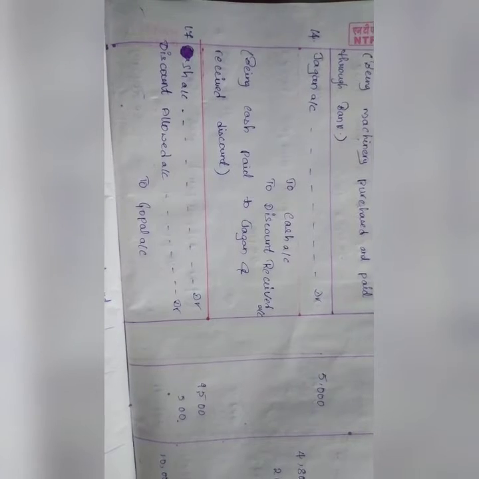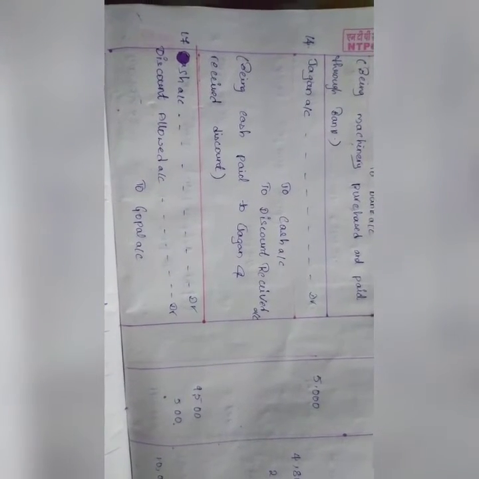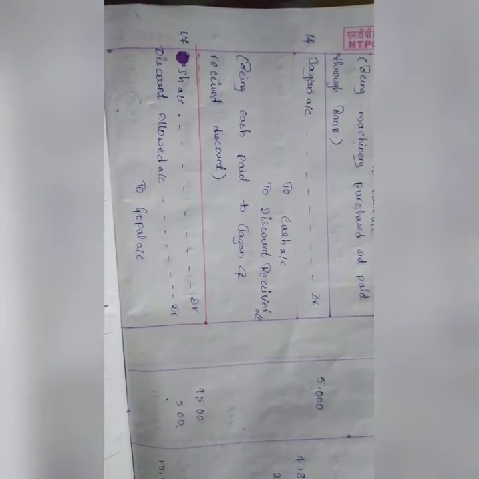Cash paid to Jagan and received discount. Transaction is Jagan account debit to cash account and to discount received account. And the amount is rupees 5,000. 4,800 will be recorded to the cash account and 200 to the discount received account.